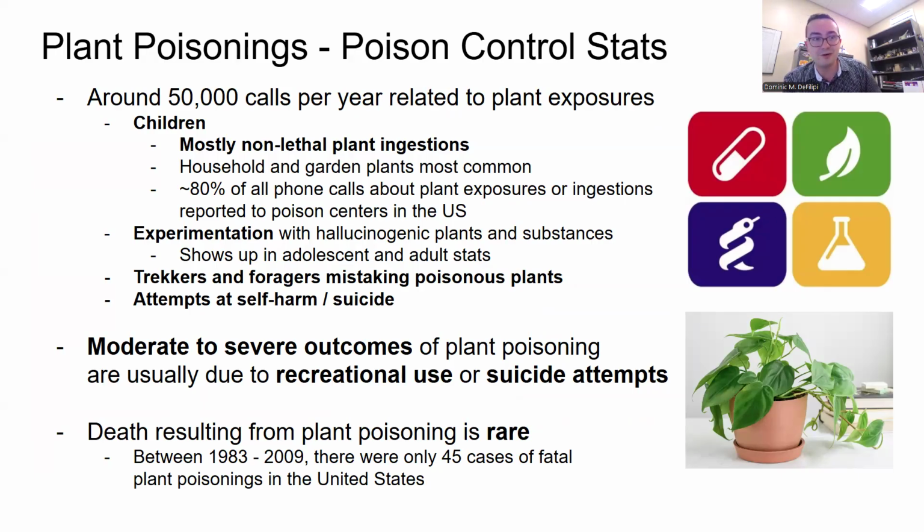Now, in terms of some epidemiology and statistics, let's talk about plant poisonings as reported by the poison control centers across the country. Well, we know that the poison control centers across the United States, across the 50 states and territories, receive around 50,000 calls per year related to plant exposures.